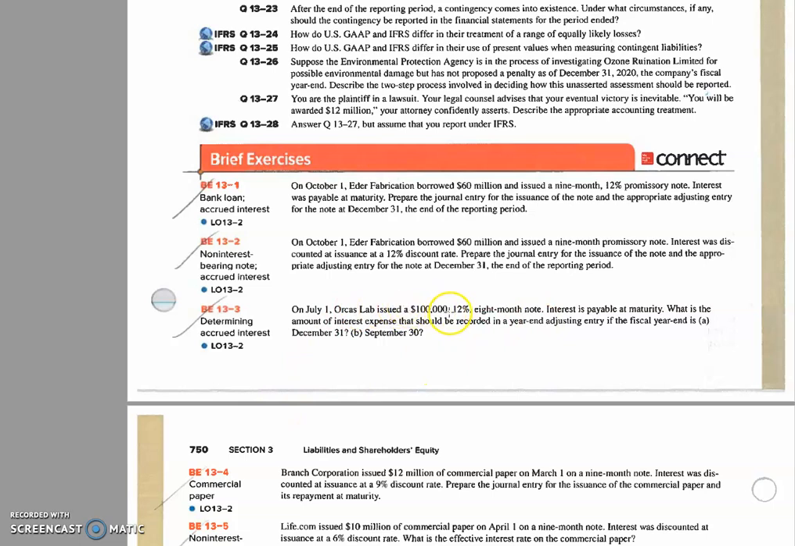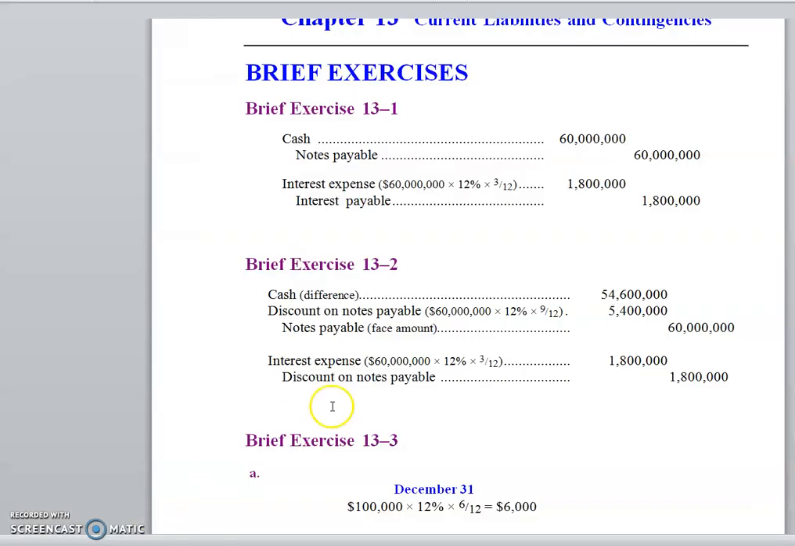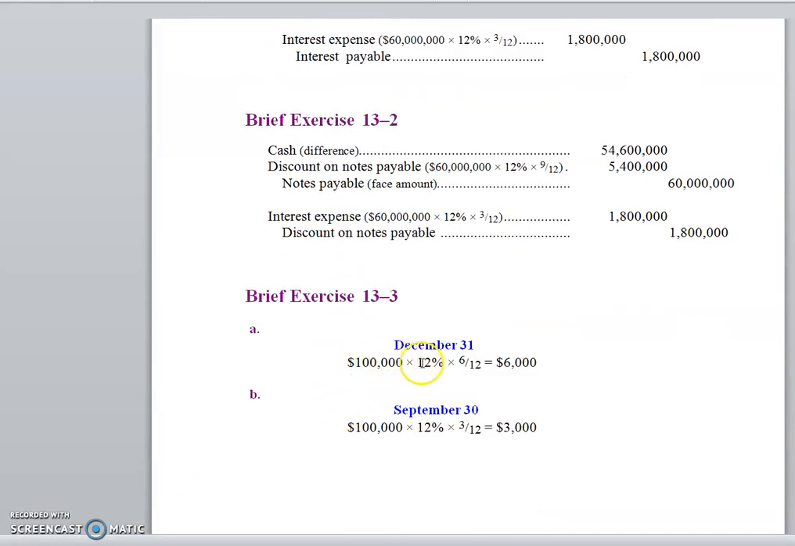That would be 6/12 of 12%. That's 1% per month. So 6% interest times $100,000, $6,000. So there you see it. $100,000 times 12% times 6/12, $6,000. September 30th would only be 3 months, July, August, September. So 100,000 times 12% times 3/12 or $3,000.